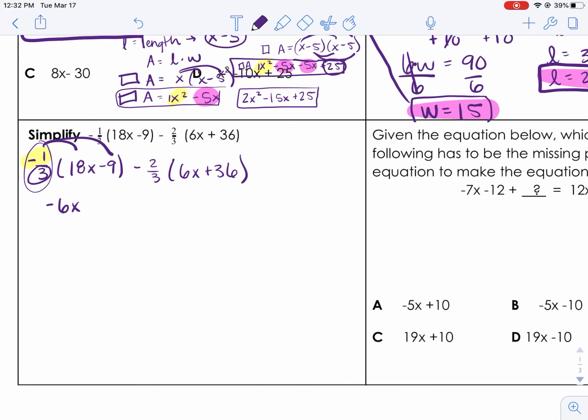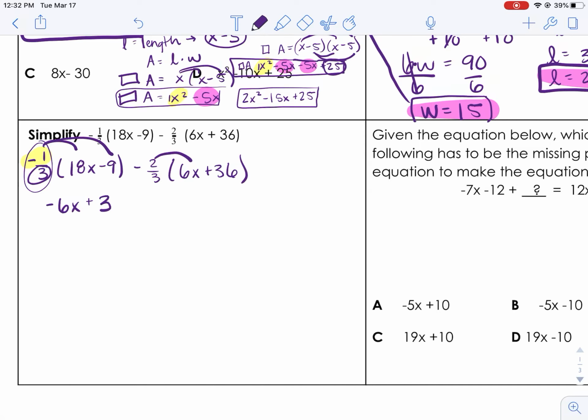Do the same thing for the next one. Multiply by the top number, divide by the bottom. So negative 1 times negative 9 gives me positive 9 divided by 3, which simplifies to positive 3. Okay, so we're done with that set of parentheses. We're going to do the next one.